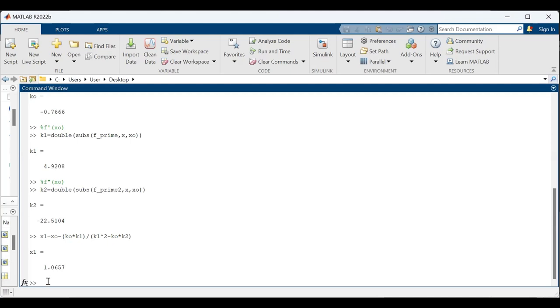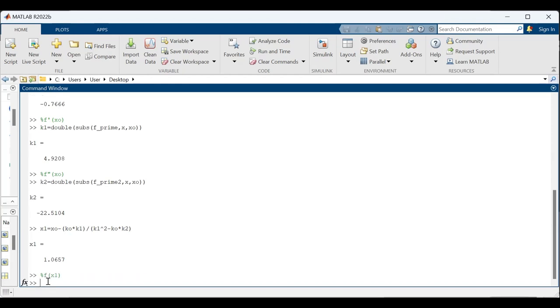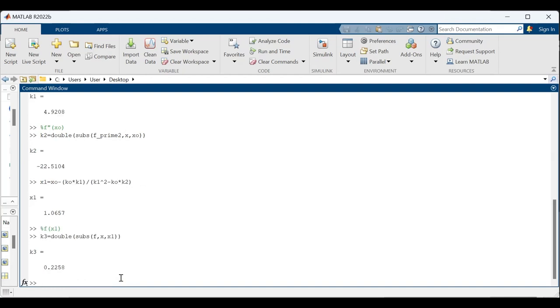So again, we're going to now find f of x1. Let me just put a comment. This is f of x1 now, right? So f of x1 again, I'll call it k3 now, just continuing counting. k3 would be equal to double subs of f. Why didn't I just copy the same thing? Copy, so control V, double subs of f. So this should be x1, because I'm using x1 this time around. So this is what I'm getting as k3.